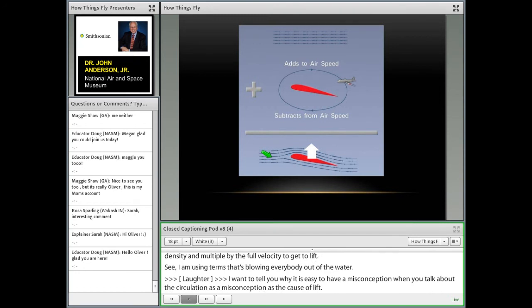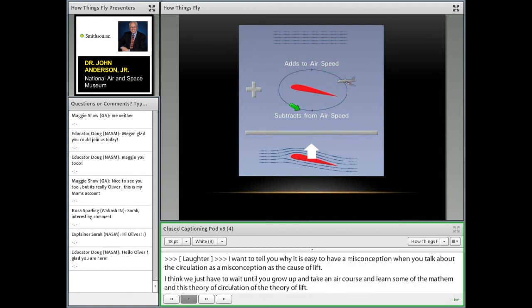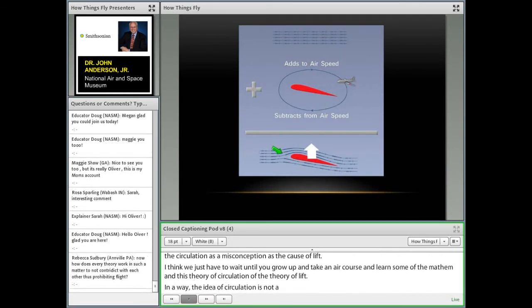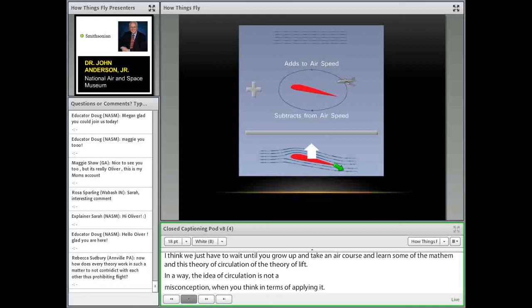So in a way, the idea of circulation is not a misconception. But when you think in terms of applying it, like the little fluid elements moving around in a circle around the airfoil, boy, that's a misconception. That doesn't happen at all. The fluid elements move as shown down here in this picture.